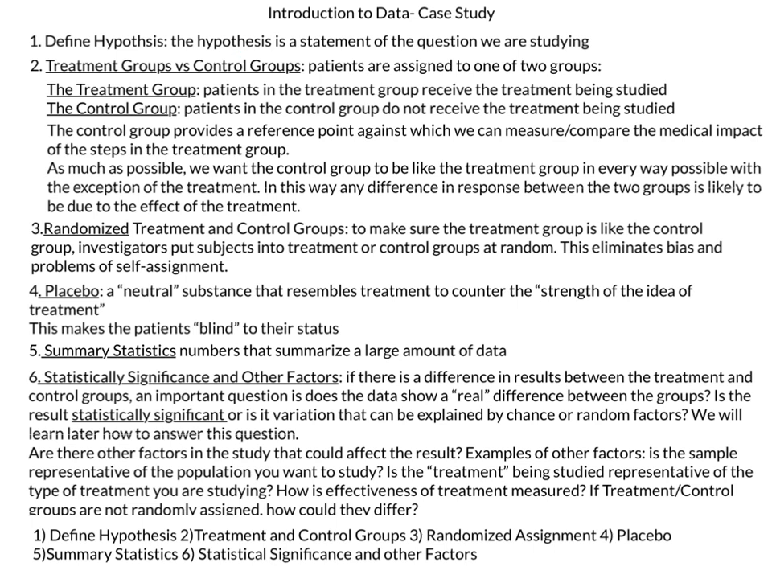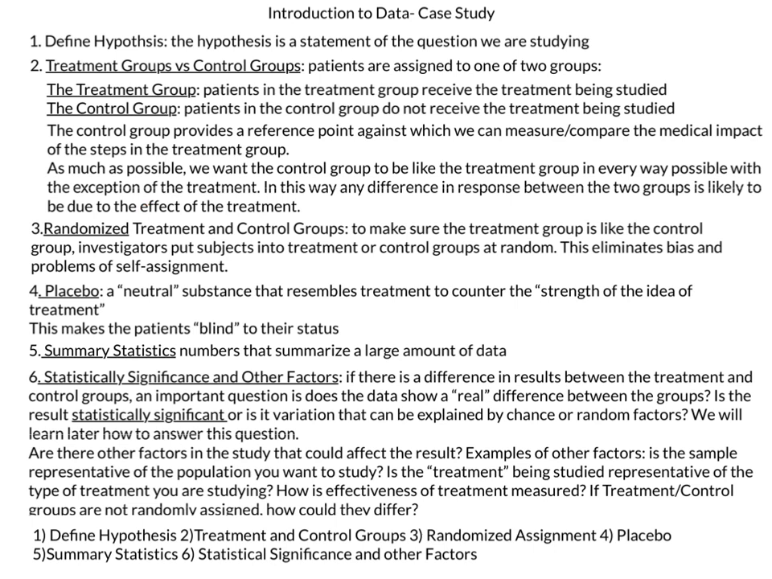Once we have our hypothesis, we defined our treatment and control groups, and patients were assigned to either the treatment group, which received the treatment being studied, or the control group, which did not receive the treatment being studied. Because we use the control group as a reference point against which we can compare the medical impact on the treatment group, we want the control group to be as identical as possible to the treatment group in every way except for treatment. In this way, if there's any difference in response between the 2 groups to a treatment, then it is likely due to the effect of the treatment.